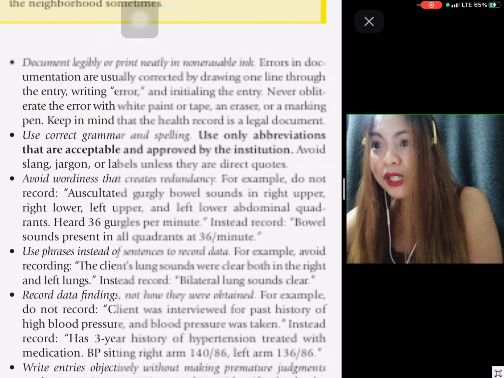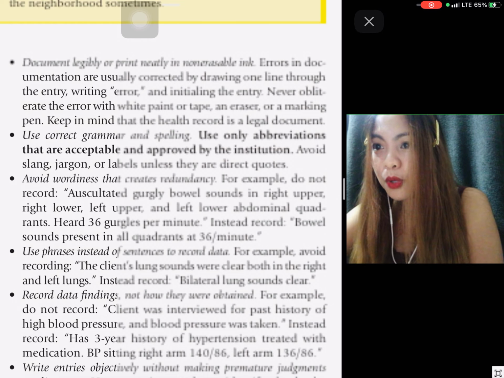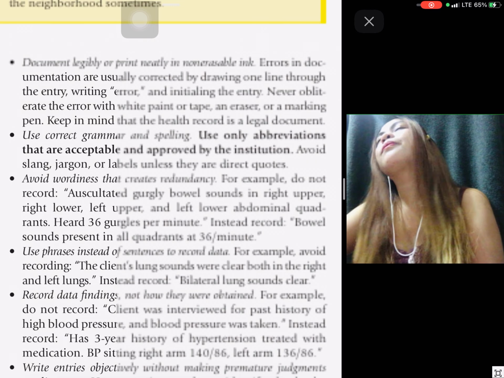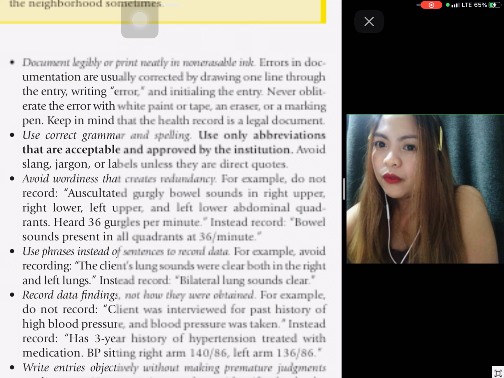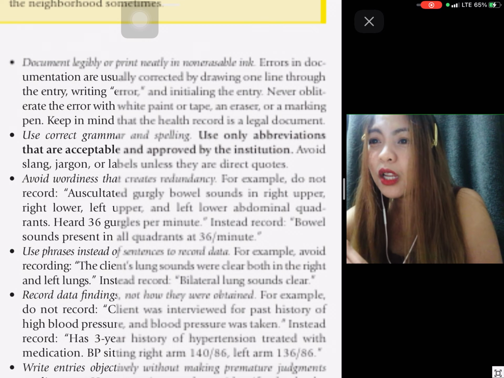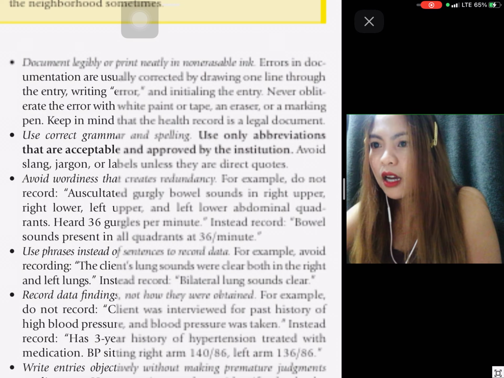Use phrases instead of sentences to record data para mas mabilis. Like for example, avoid recording the client's lungs were clear both in the right and left lungs. So instead na sulat mo yun, i-record mo na lang na bilateral lung sounds clear. So di ba? Much more precise. Short but precise.